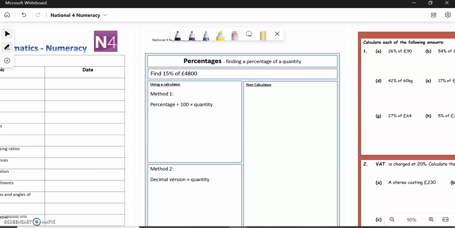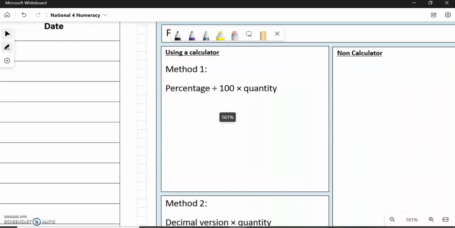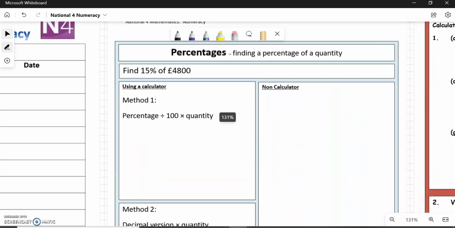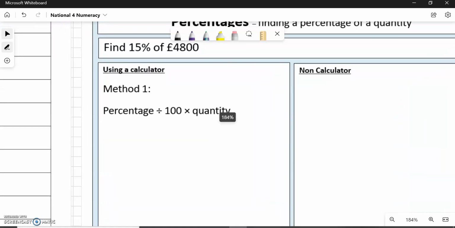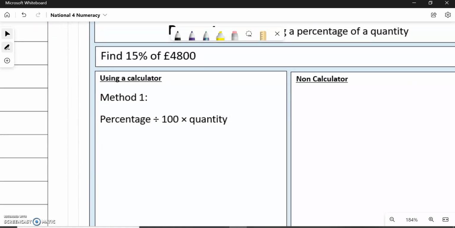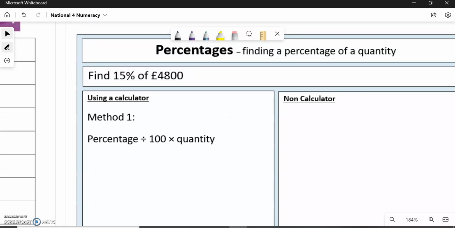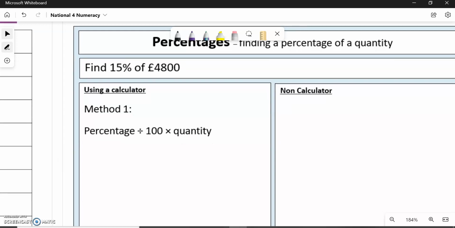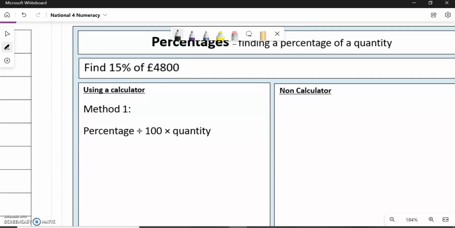Okay, so the first one we're going to have a look at is percentages. At numeracy level, you need to know how to do this with a calculator, and later on in the course without a calculator. So to do this, we have a couple of methods. I'll show you both and then I'll tell you which one I prefer. So question 1, we want to find 15% of 4,800. I'll show you two methods with a calculator.